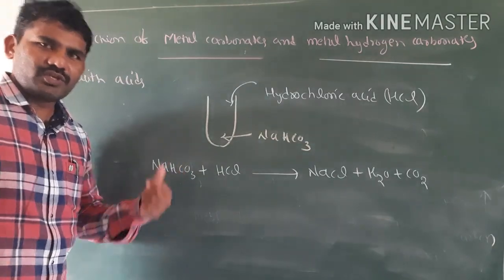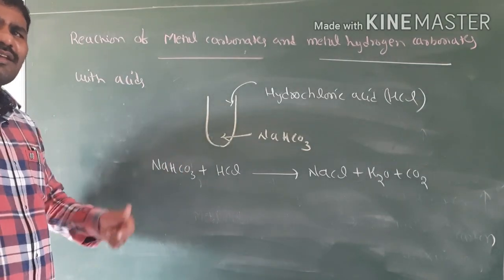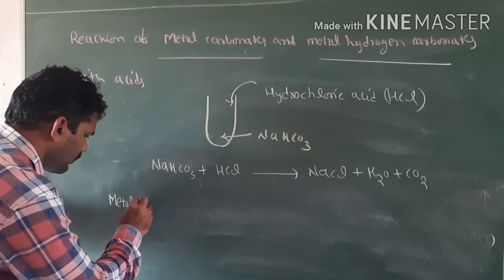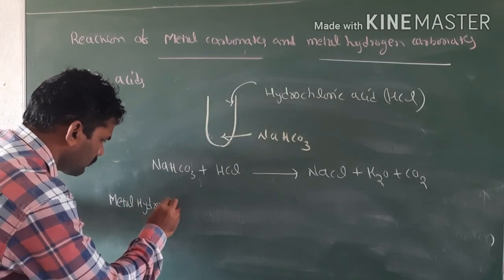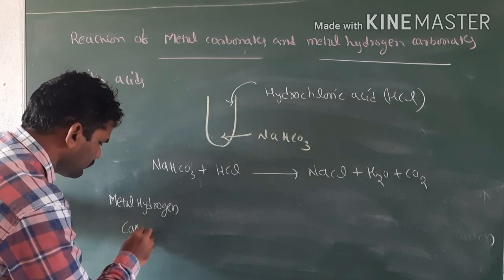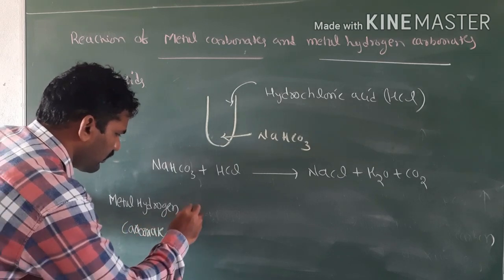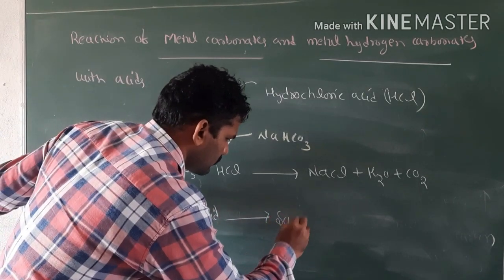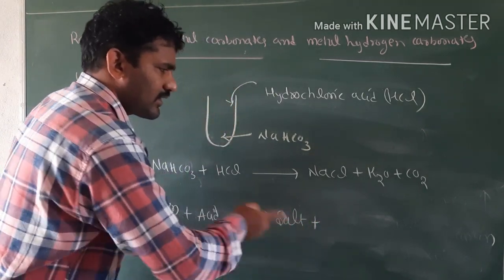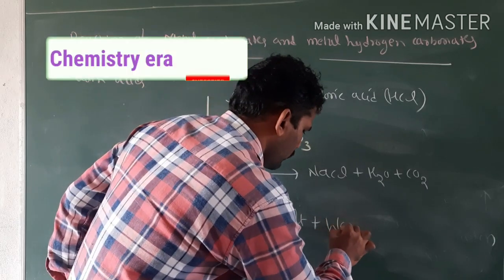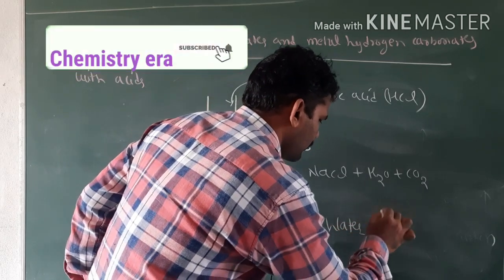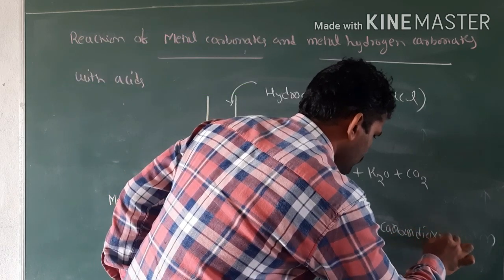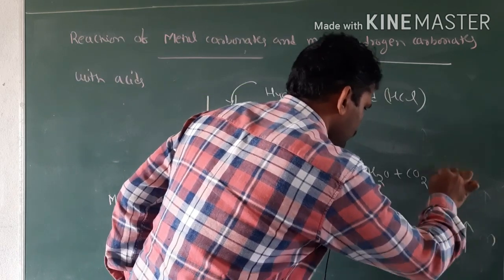Try to balance this equation. We can generalize the equation as: when metal hydrogen carbonates react with acids, they form salt. Sodium chloride is a salt, along with water and along with the liberation of carbon dioxide gas.